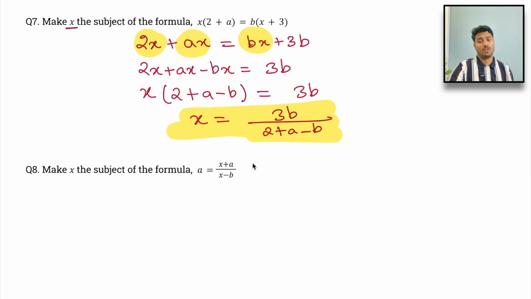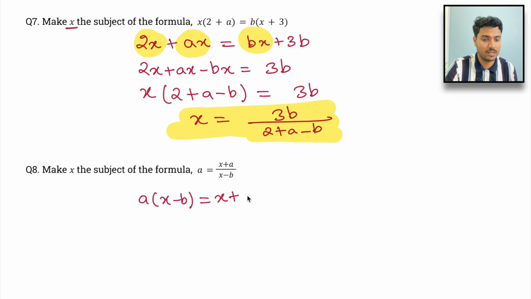Let's check question number 8 quickly. I hope your answers were correct. Question number 8, it says make x the subject of the formula. So a is equals to x plus a divided by x minus b. Again, we have 2 x present in this equation. So first we'll write a times x minus b is equals to x plus a. We'll remember the concept of keeping the like terms together when we have 2 variables, similar variables, which we have to make the subject of the formula.